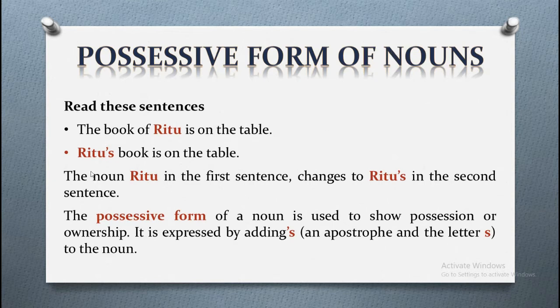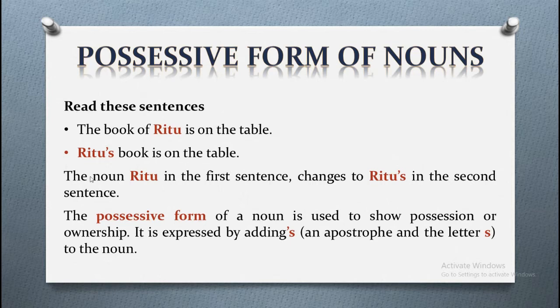But before that, first read the example. The book of Ritu is on the table. It will be Ritu's book is on the table. I think the second one looks more appropriate and sounds suitable to us. So, the sentence in which we show some kind of belongingness, we show that there is some kind of possession of one thing over other or one person over other, then we use this possessive forms.